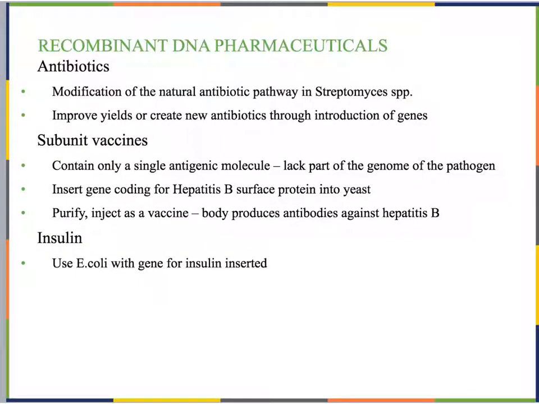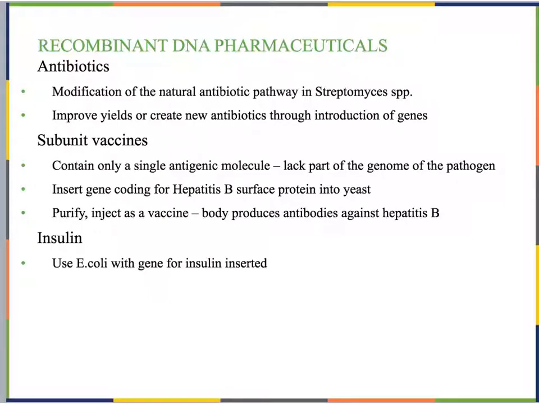So we can also use some of these processes like the recombinant DNA or molecular cloning types of situations to do things like making antibiotics. So do a modification of the natural antibiotic pathway. We will talk a lot more about antibiotics in future chapters.